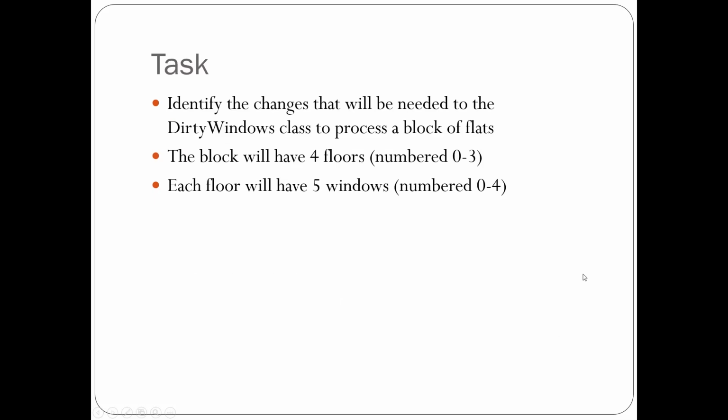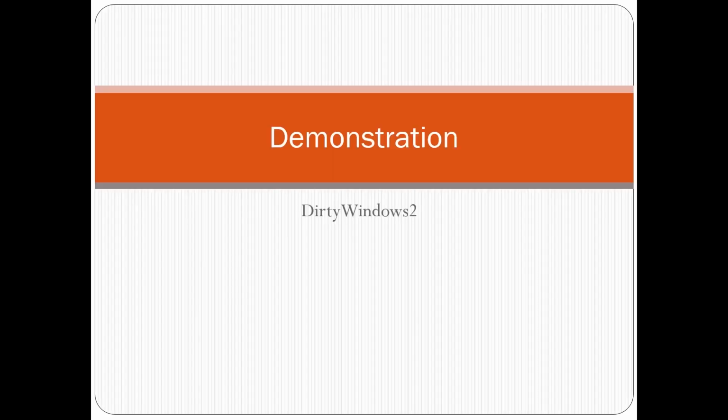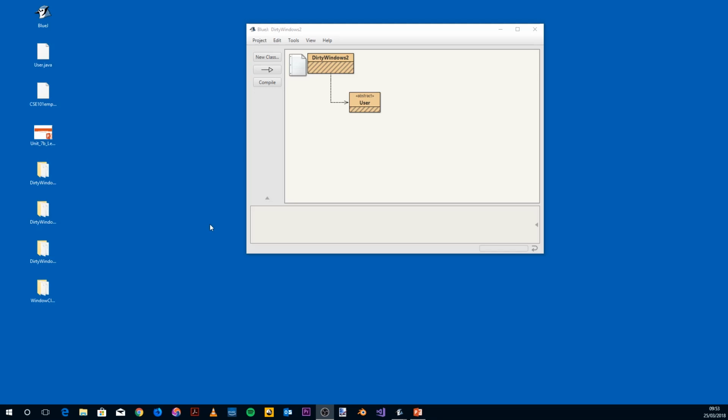So, what we need to do is try and think of a way that we can actually process each of the elements of a block of flats. So we've got a block with 4 floors, 0, 1, 2, 3, and each floor has got 5 windows in it, going from 0 through to 4. Okay, let's have a look at it. Okay, so I've downloaded the Dirty Windows 2 program from the VLE, and we'll just give it a quick compile and we'll just examine the code.